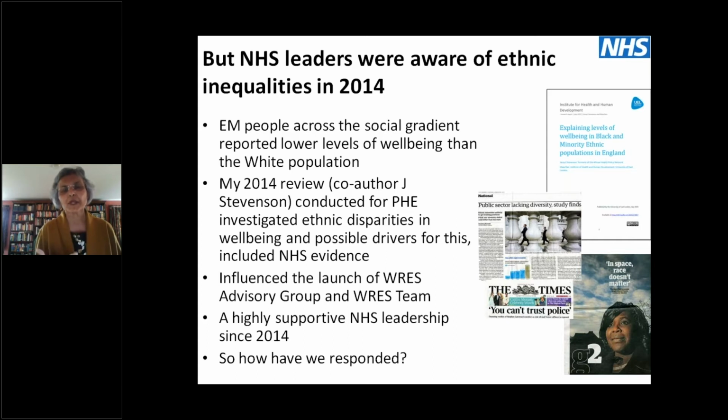Where did that begin? It began with the fact that ethnic minority communities across the social gradient were reporting lower levels of well-being than the white population since the ONS started collecting annual well-being surveys in about 2010. And Public Health England invited me to review the ethnic disparities in well-being and the likely drivers for this.